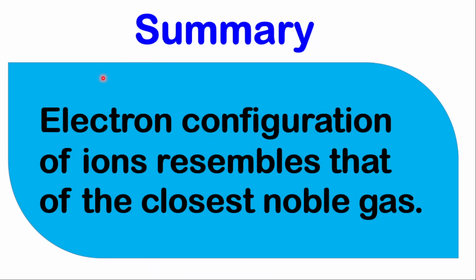Again, the electron configuration of ions resembles that of the closest noble gas. So once you either gain or lose electrons, the last shell of that atom looks like the closest noble gas to it, which means we call that the octet rule, all right? A fulfilled valence shell.